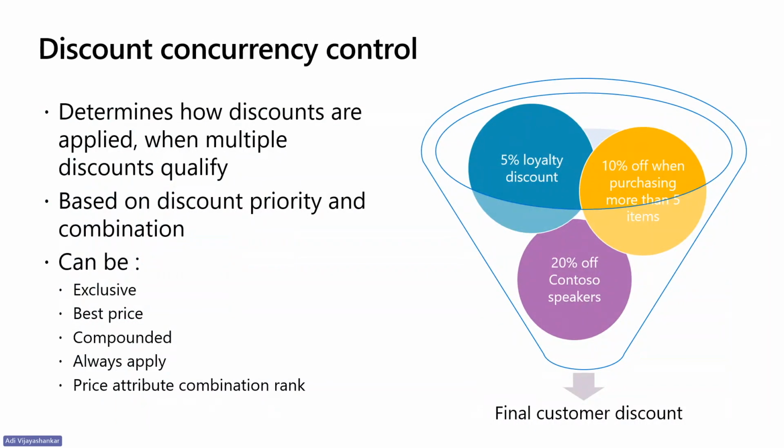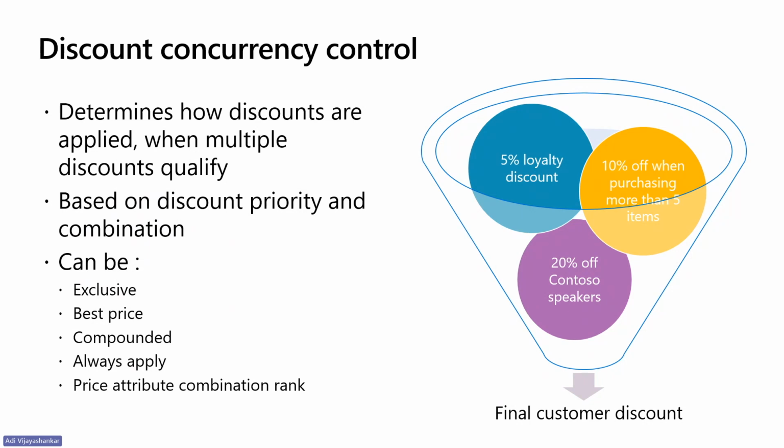Now we'll talk about discount concurrency control. When more than one discount is found for an item, the discount concurrency mode provides a set of rules for determining how these are applied. Exclusive discounts, as the name implies, cannot be combined with any other discounts. In the case where multiple exclusive discounts are found, the highest discount will be applied.